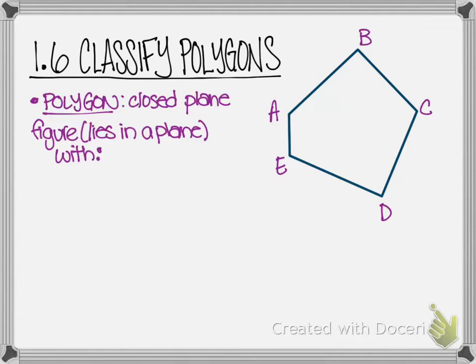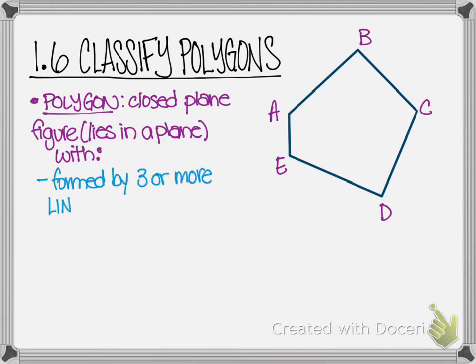All right, we've made it to classifying polygons, and we've definitely seen these shapes before, but formally, a polygon is a closed plane figure, and a plane figure is just something that lies in a plane, if you guys remember from chapter 1, so it's like a 2D figure, and it has the following properties.